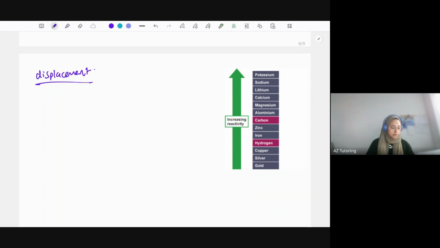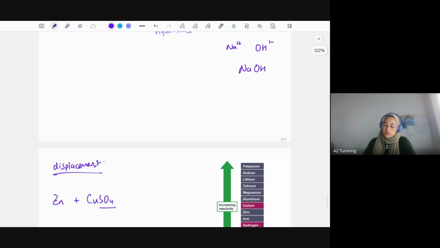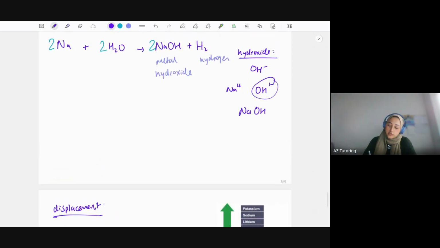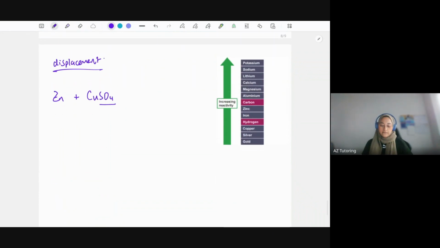Let me get an example actually. Okay, let's do this example. Let's say if we've got zinc and react it with copper sulfate. So we also need to know the sulfate ion as well. You need to know, so OH minus was an ion that you needed to know about. You need to know about the sulfate ion, which is SO4, and it has a 2- charge, something you need to memorize as well. So copper sulfate.